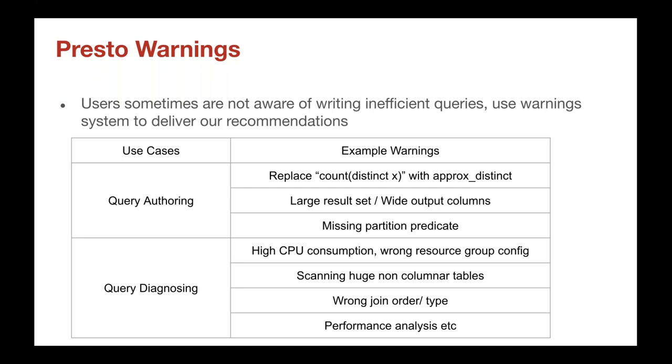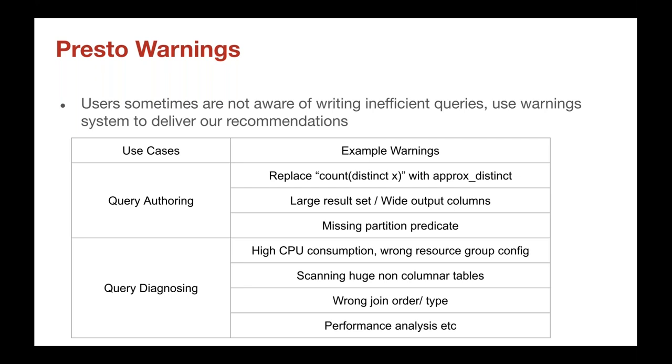To give you more examples, for query authoring, we give tips to users on when it is okay to use approximate distinct to replace count distinct, which is faster but can also give you approximate results. We also warn users not to select a very large result set to the front end. This is a limitation we have within Pinterest, because the front end client cannot pull too much data. Otherwise, the query will be stuck there forever. We also warn users if they are missing a partition predicate in their queries.